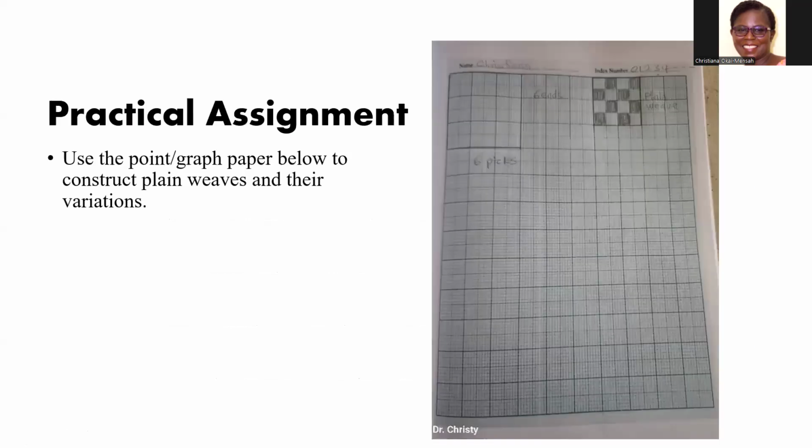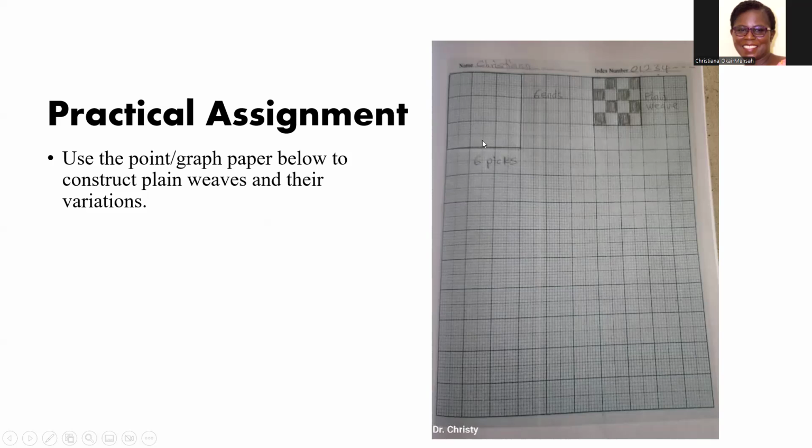So now, this is your practical work that you're going to do. So you take your graph book. I hope you have your own. I have given the books to the class rep to be given to you. So when you have your own, don't go and buy any graph book. You have graph books inside the handout.